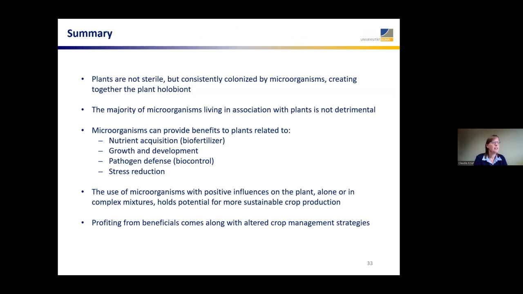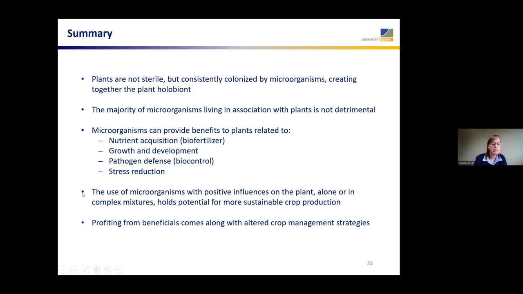And with this, I'm already at the end of my presentation and would like to summarize and highlight the take-home message, which you hopefully got. First point, I hope I could convince you that plants are not sterile, but that they are consistently colonized by microorganisms, creating together with the plant what we call the plant holobiont. The majority of these microorganisms are not detrimental to the plant. Some of them at least are known to be beneficial. There is potential for even more beneficial strains, which we need to uncover. These beneficial associations can be related to nutrient acquisition, to growth and development, to pathogen defense, or to stress reduction. There may be further mechanisms we are not yet aware of. This also deserves future studies.